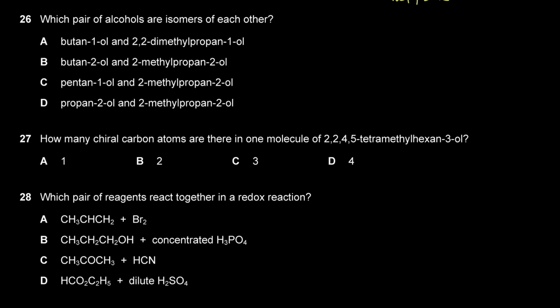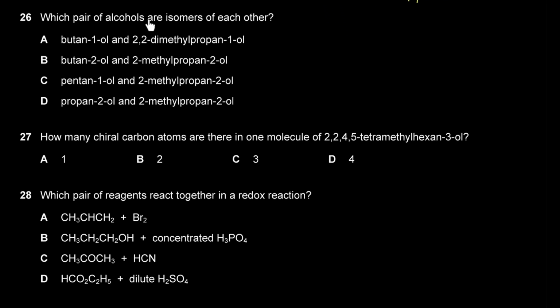Which pair of alcohols are isomers of each other? Now we look at option A, we have butan-1-ol and 2,2-dimethylpropan-1-ol. Butan-1-ol is a 4-carbon alcohol, C4, whereas we have propan-1-ol, that's prop is 3, and then we have dimethyl, so that will be 2 methyl groups, so we have a total of 5 carbon atoms.